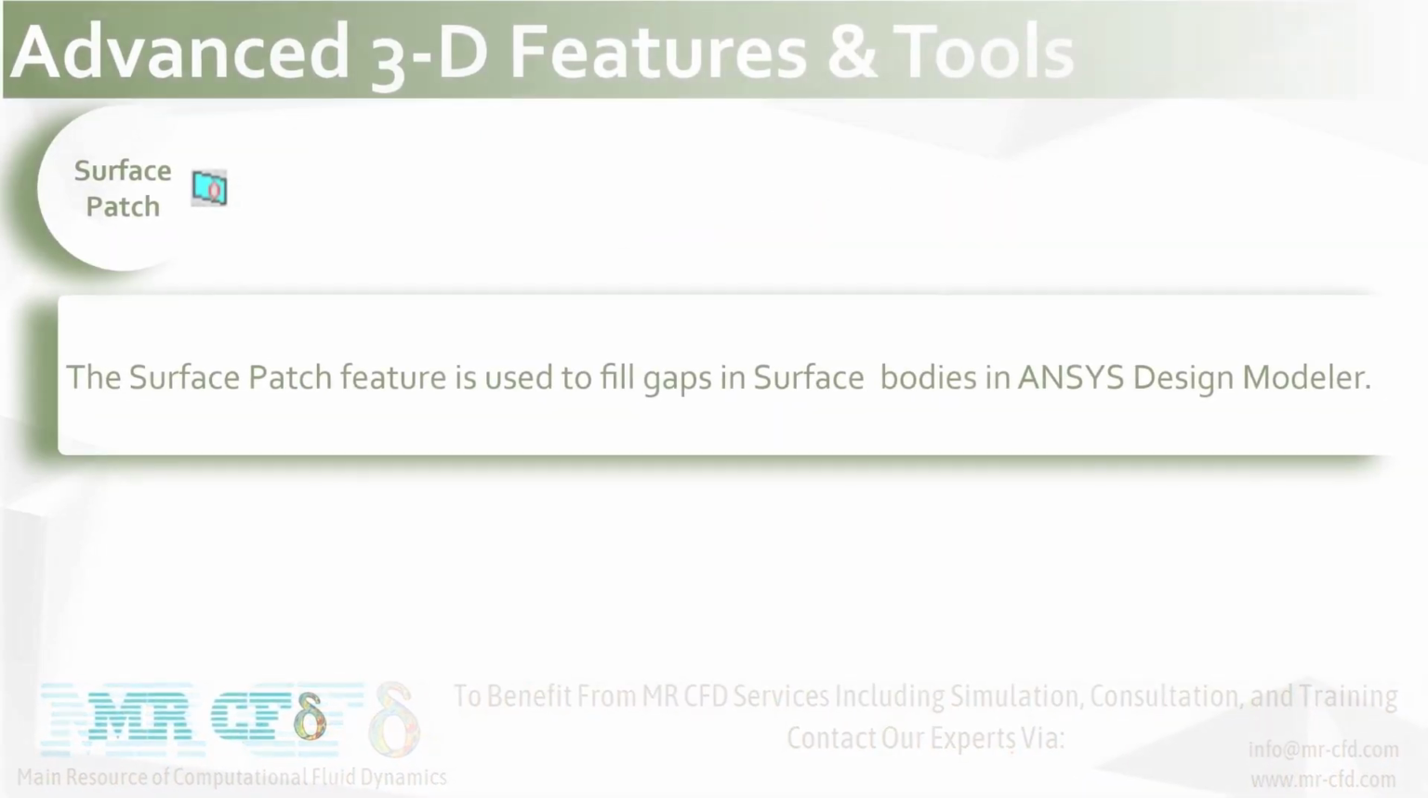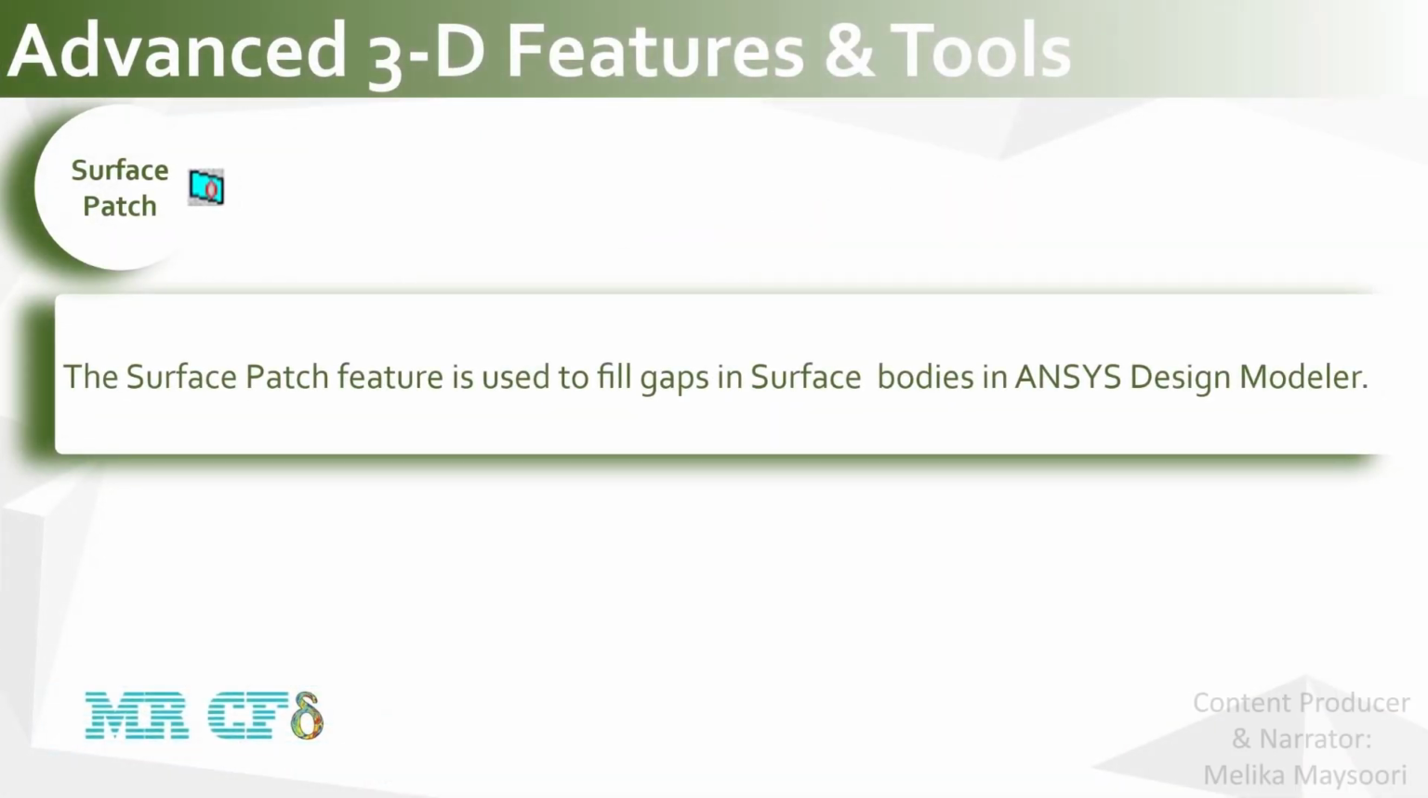The surface patch feature is used to fill gaps in surface bodies in ANSYS Design Modeler. Typically, these will be holes in the body that can be closed by selecting the edge of that hole. However, in some cases, the hole may be too complex to fill in a single operation, or may be a gap in the side of the model that doesn't form a closed loop of edges.